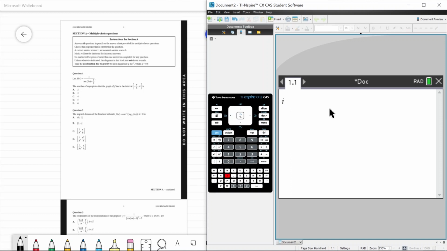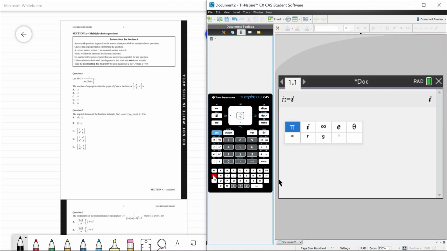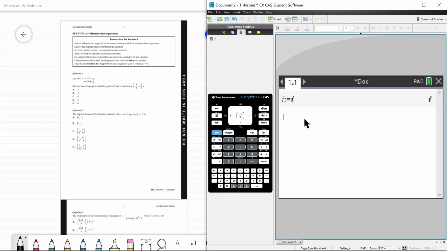So first things first, I'll define i to be the imaginary unit, just to save 2 keystrokes. That's something you can do instead of pressing pi and then enter. You could just type in i if you predefine it on your CAS before the exam. So let's take a look at the first question.